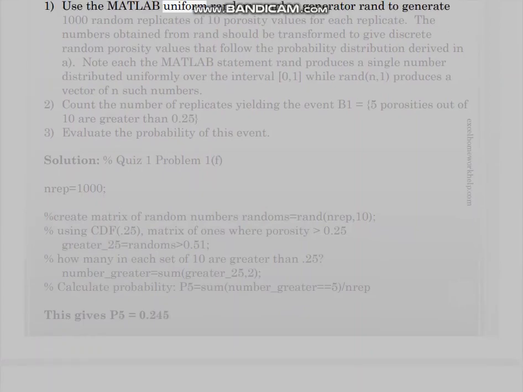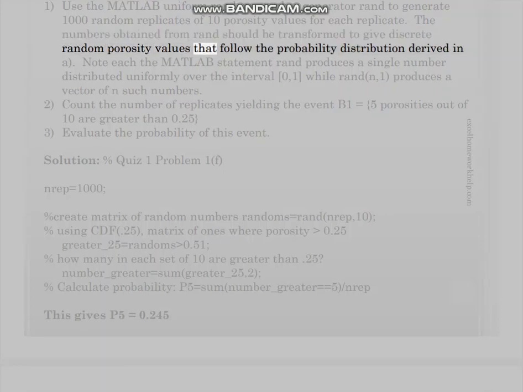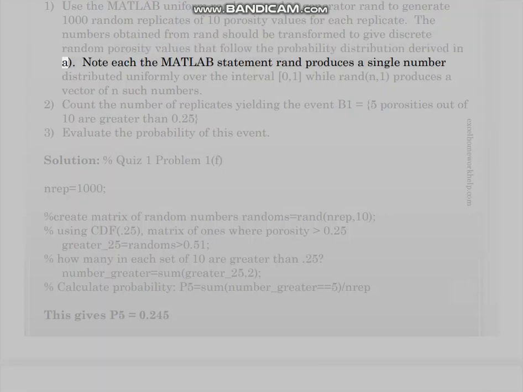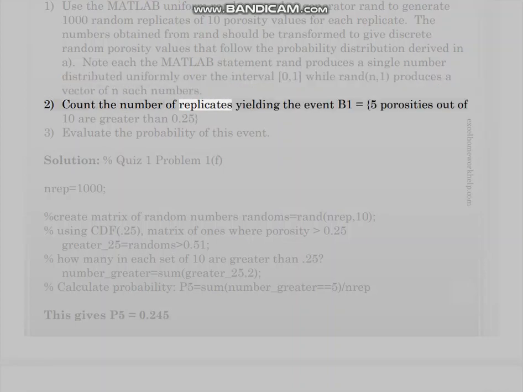1. Use the MATLAB Uniform Random Number Generator (RAND) to generate 1,000 random replicates of 10 porosity values for each replicate. The numbers obtained from RAND should be transformed to give discrete random porosity values that follow the probability distribution derived in A. Note that the MATLAB statement RAND produces a single number distributed uniformly over the interval 0 to 1, while RAND(N,1) produces a vector of N such numbers. 2. Count the number of replicates yielding the event B1, 5 porosities out of 10 greater than 0.25. 3. Evaluate the probability of this event.